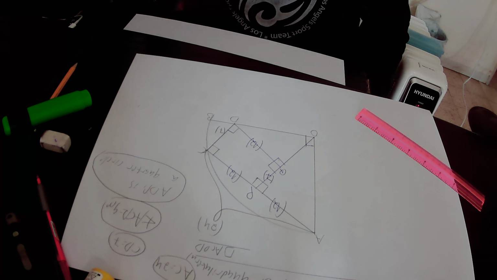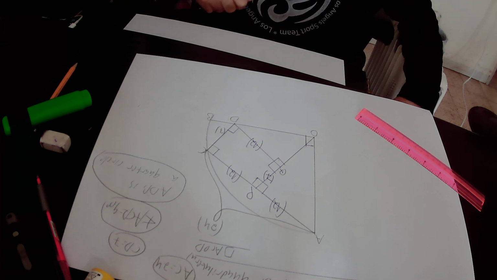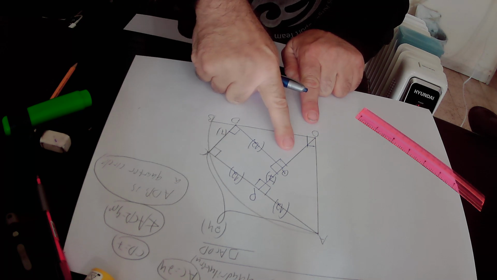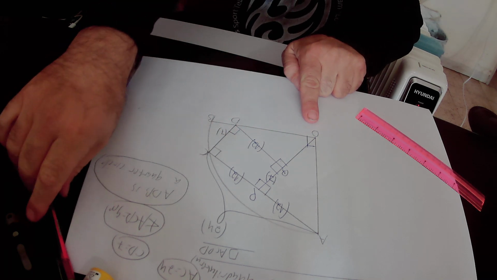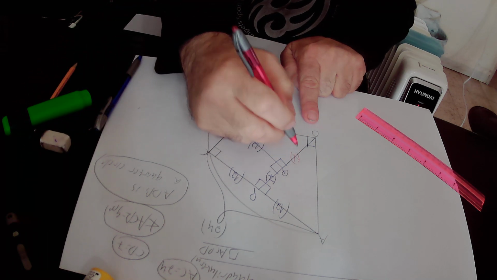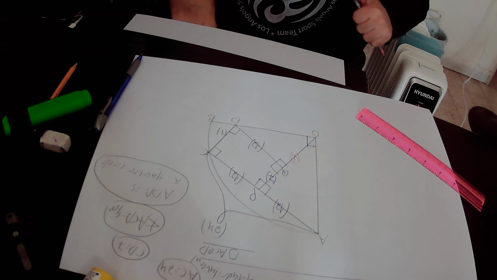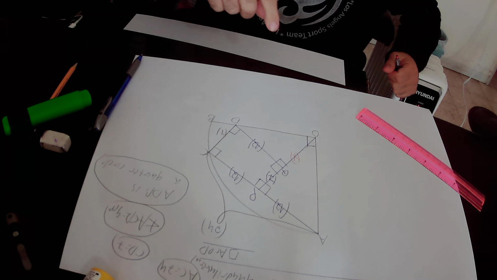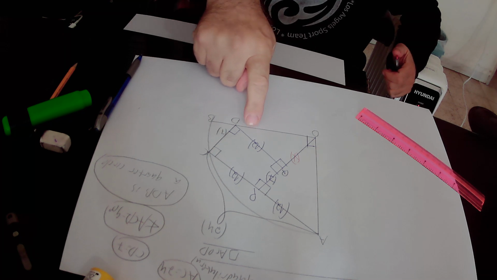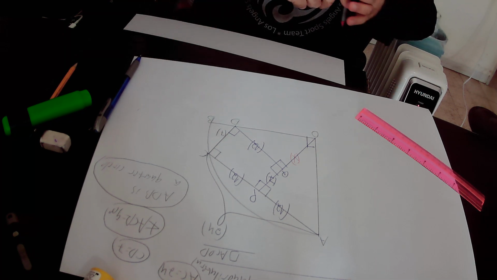So here we define the length of line segment QO as X. We define angle ODQ, this angle, as alpha.